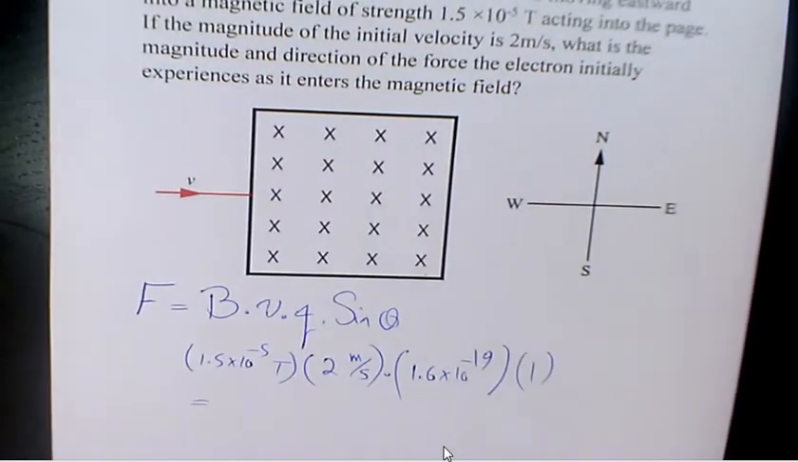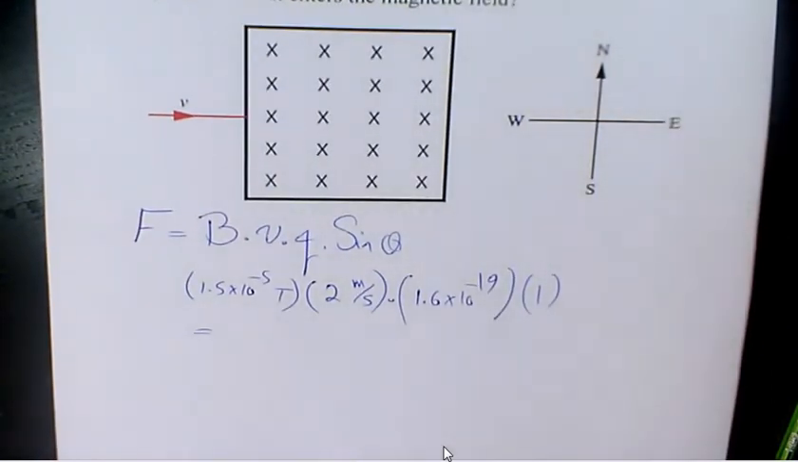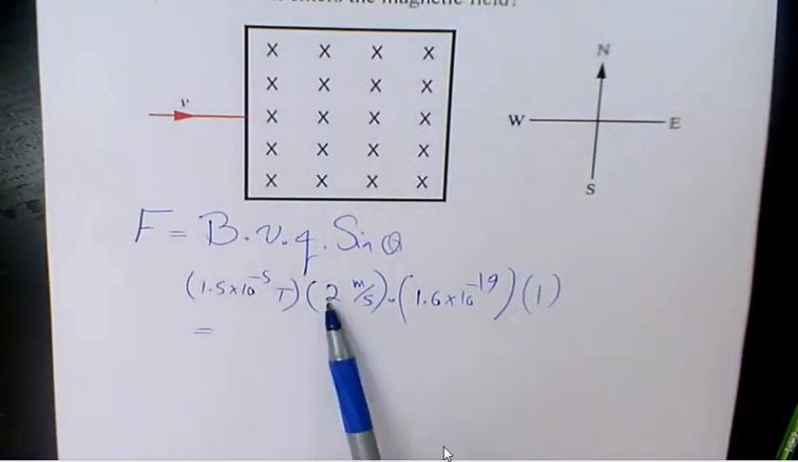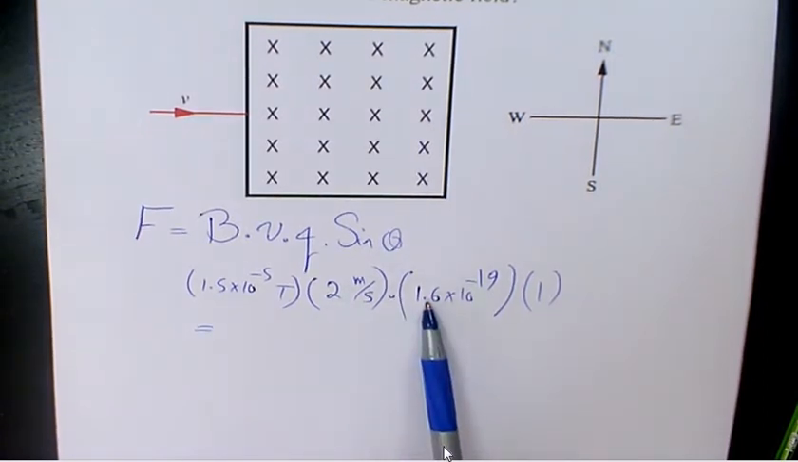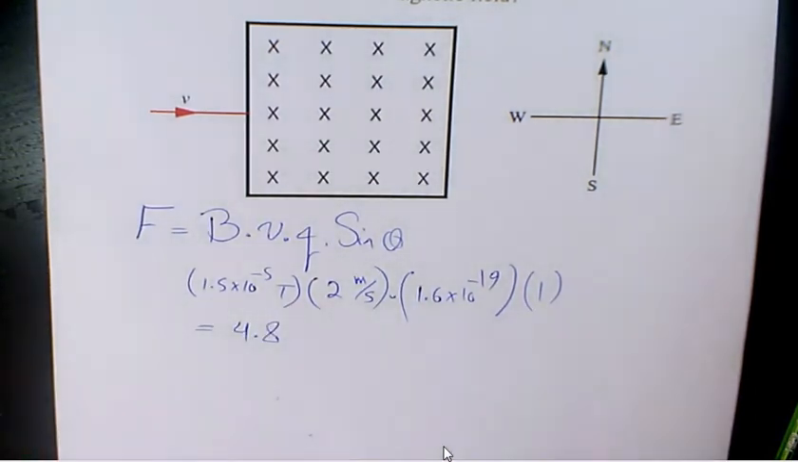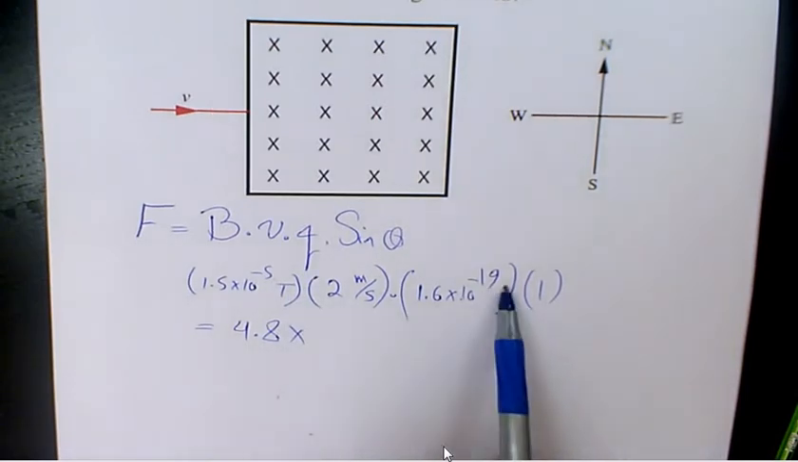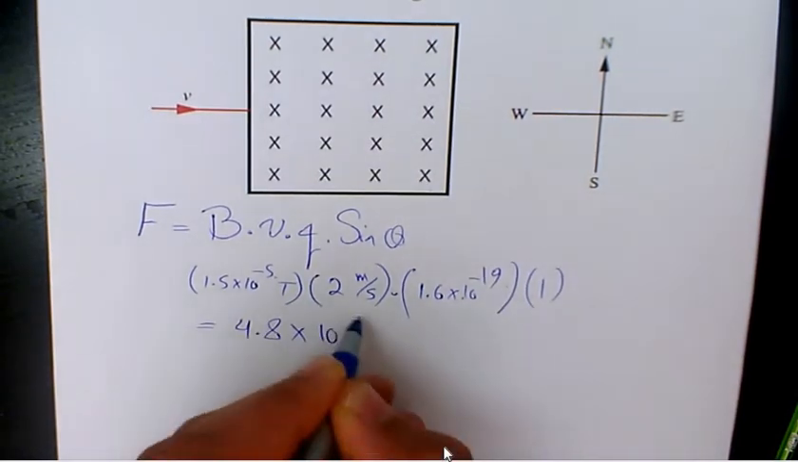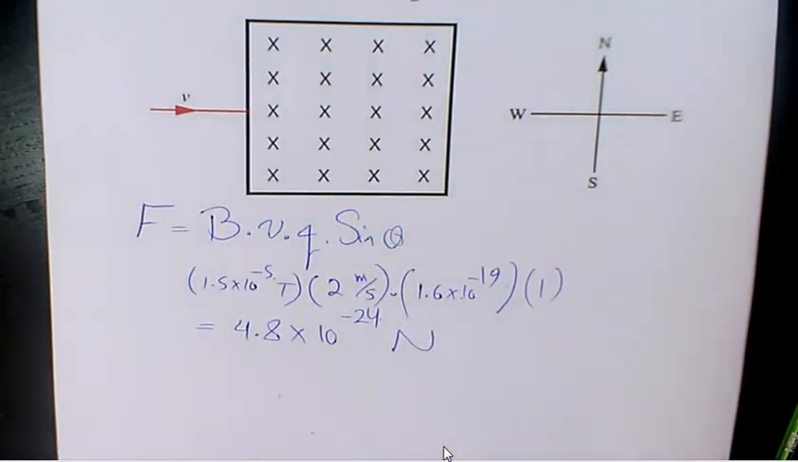So now let's find the value. Let's do it without using the calculator. Let's make it a little bit challenging. 1.5 times 2 will be 3. 3 times 1.6 will be 4.8, because 3 times 16 is 48, so 3 times 1.6 will be 4.8. Then 10 to the power of negative 5 times 10 to the power of negative 19 will be 10 to the power of negative 24. And the unit is Newton. That's how we calculate it without using the calculator.